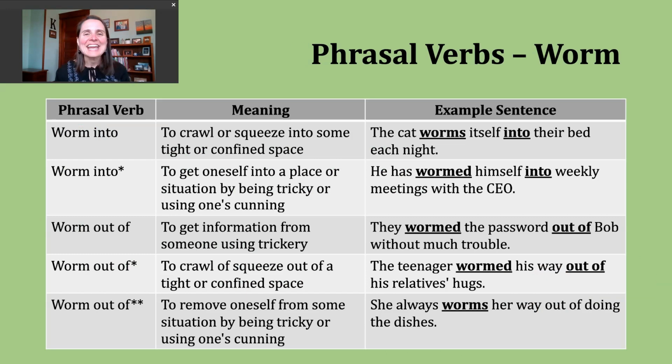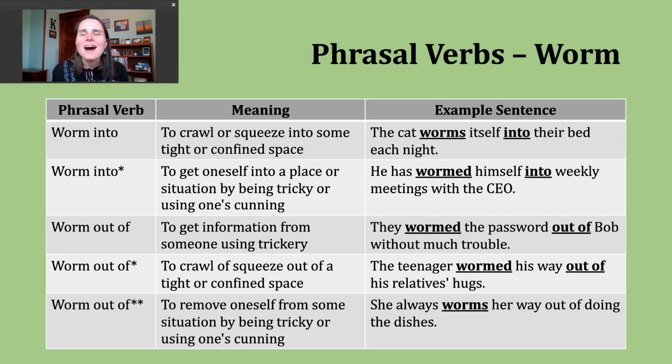Okay. Now let's move on and talk about some of those phrasal verbs that I mentioned just a few minutes ago. The first one we're going to discuss today is to worm into. This can have a couple different meanings. We'll talk about two. So the first way you might hear it used can mean to crawl or squeeze into a rather tight or confined space. An example of this might be, the cat worms itself into their bed each night.